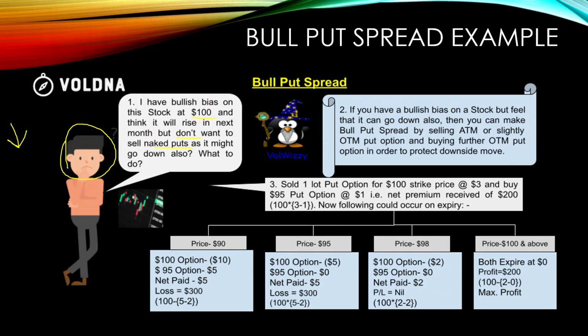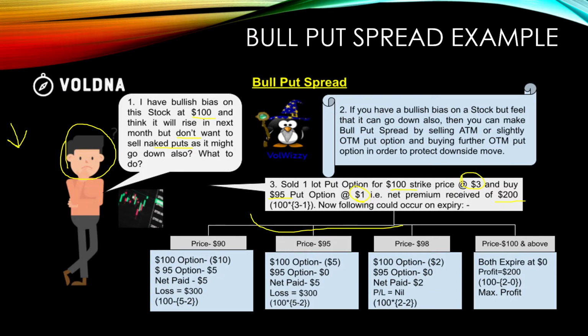So in order to make this bull put spread, what does he do? He sold one lot of put option of $100 strike price for $3 per option and bought a $95 put option at $1 per option. So in this way he received a net premium of $200, that is $3 minus $1 into 100 lot. So he received $200 as a premium from option buyers. So what will be his profit and loss on the date of expiry?